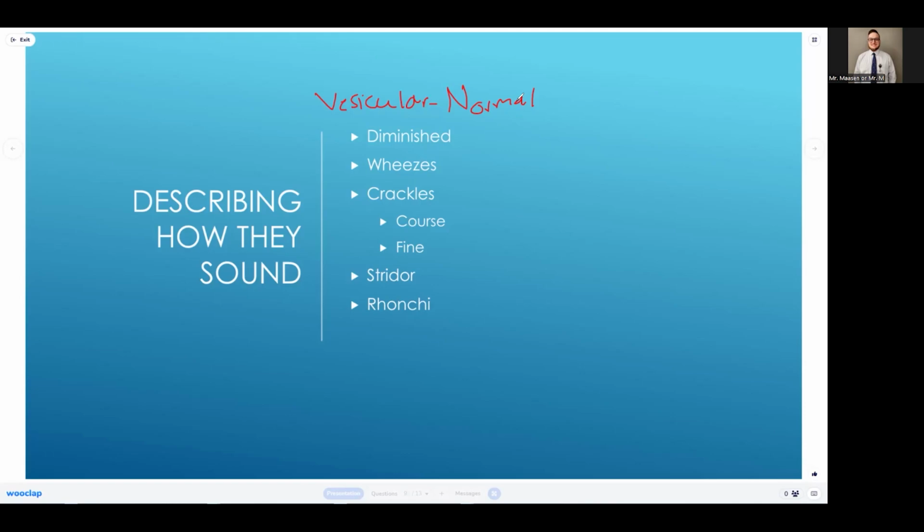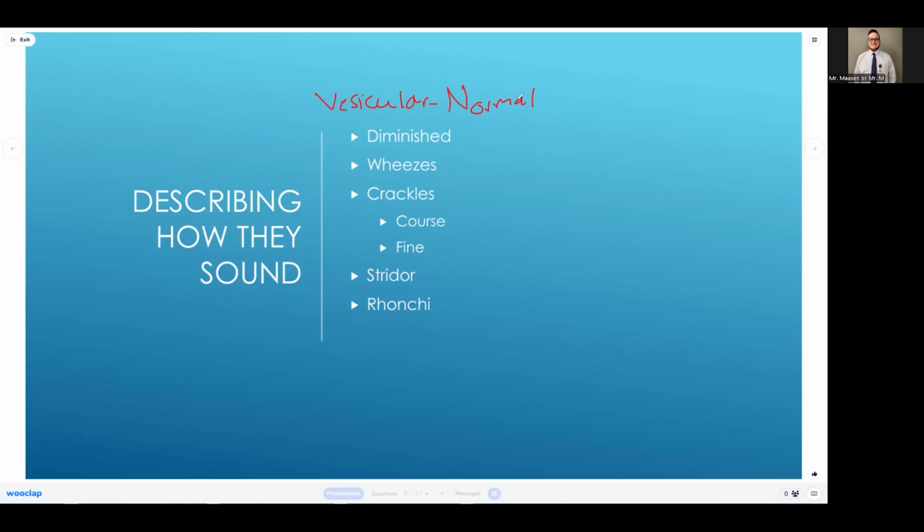Wheezes, your common condition is asthma, but you hear this with chronic bronchitis or even acute bronchitis. But this is the airway, specifically the bronchioles, are constricted for some reason. So this causes a high pitched, sometimes people call it a high pitched musical tone, is sometimes the definition used, but it's a high pitched tone.